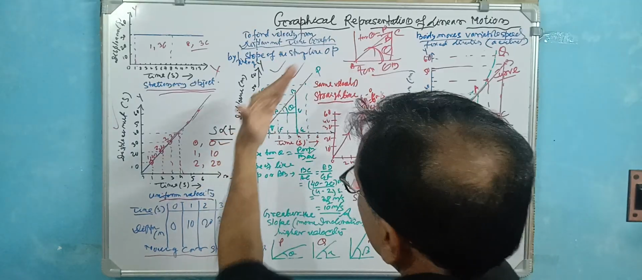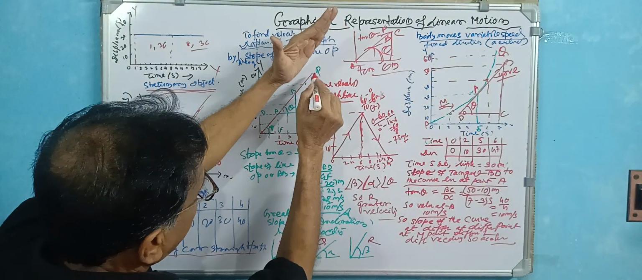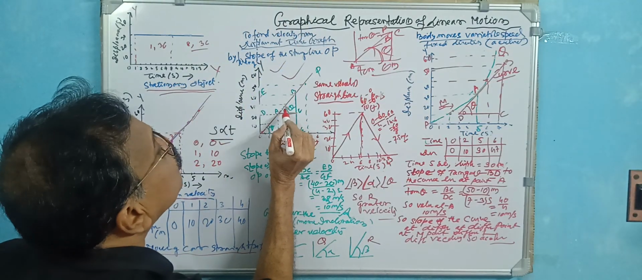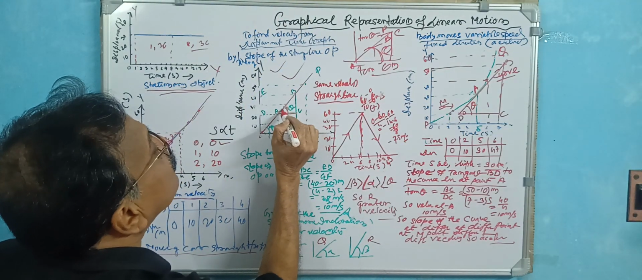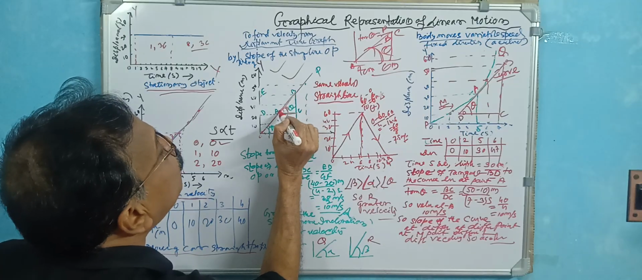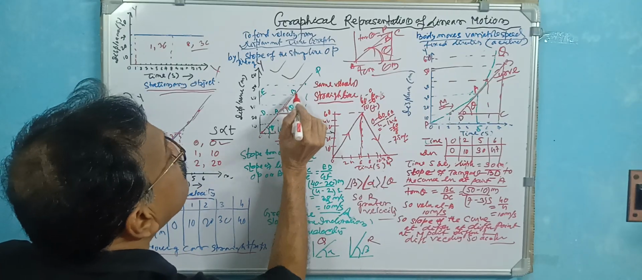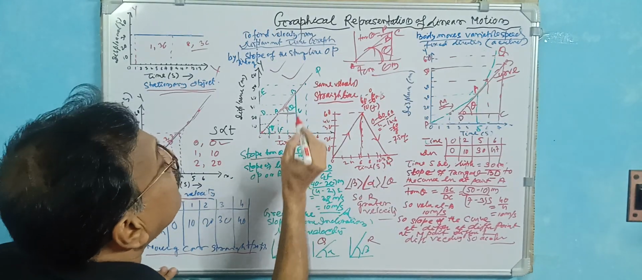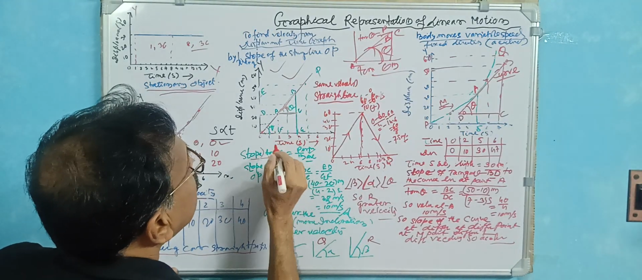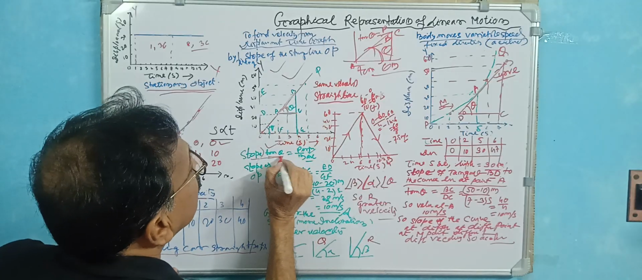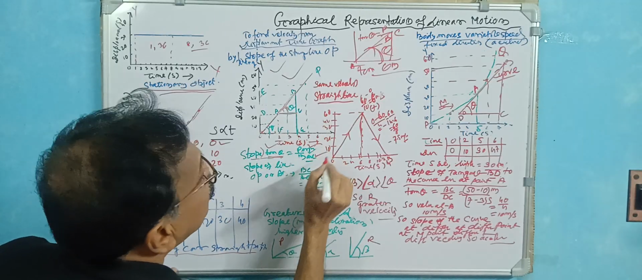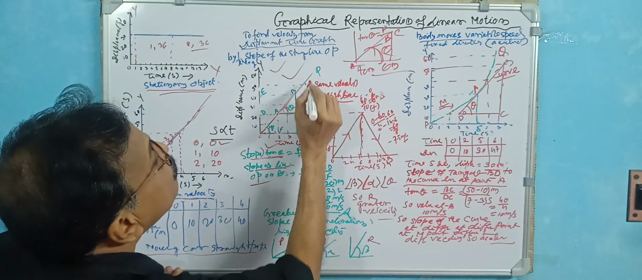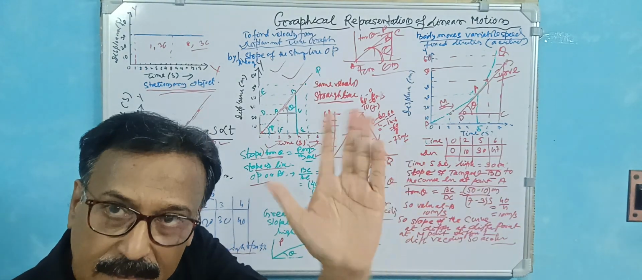What is the slope of this line? Suppose here is a point you draw. So this and this instant. What is the slope of this line AB? The slope of the line AB and OP are the same. Slope is actually tan theta, and tan theta means perpendicular by base. OP and AB are the same line.